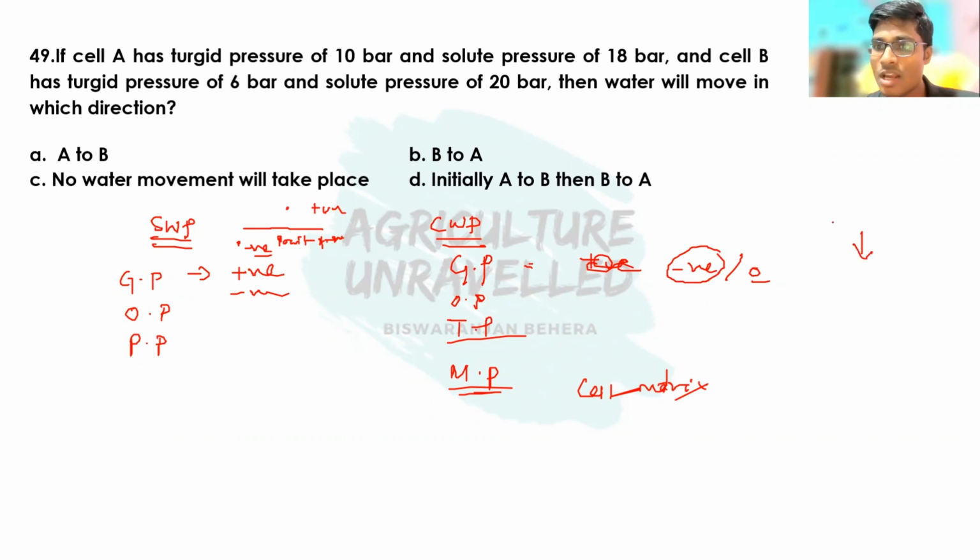gravity is downward, and when water is moving upward, the potential energy of water is reduced due to the force of gravity. That is the reason why gravitational potential is negative in the case of taller plants. But in the case of short plants, gravitational potential is negligible, so we ignore it. So the concept is clear with respect to gravitational potential.